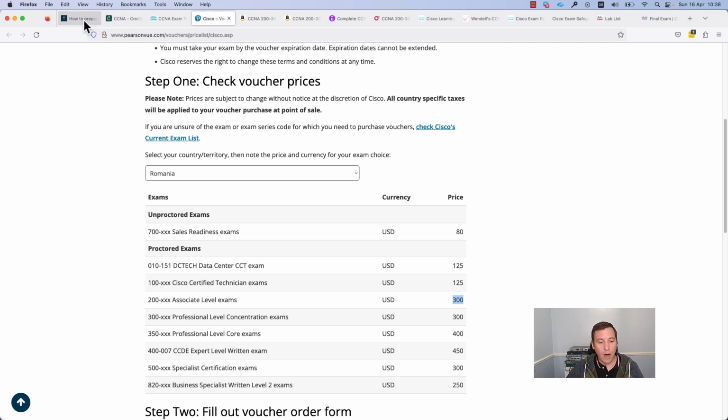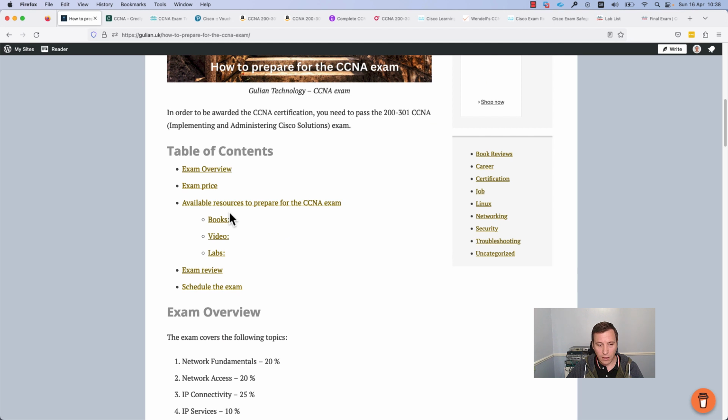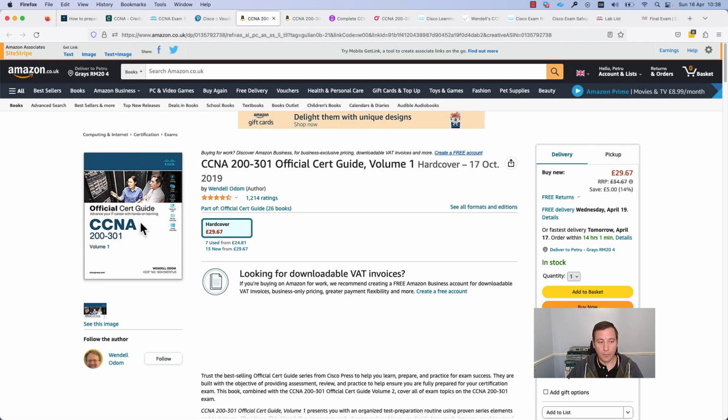I used the following resources. As you can see, I used books, I used video, and I used labs. I prefer to read, and I also prefer to watch to complement my training. I used the Official Cert Guide, volumes 1 and 2, for this exam, which is written by Wendell Odom. I have them here, as you can see. I think these books are very good books.